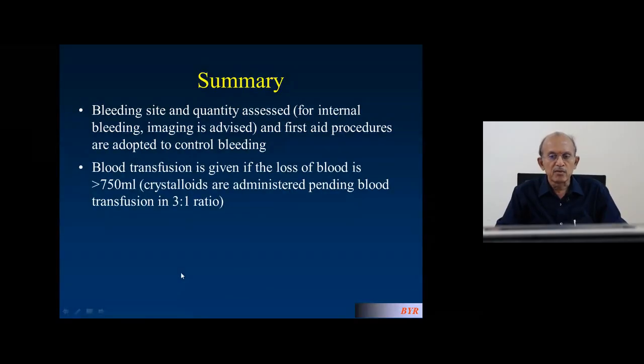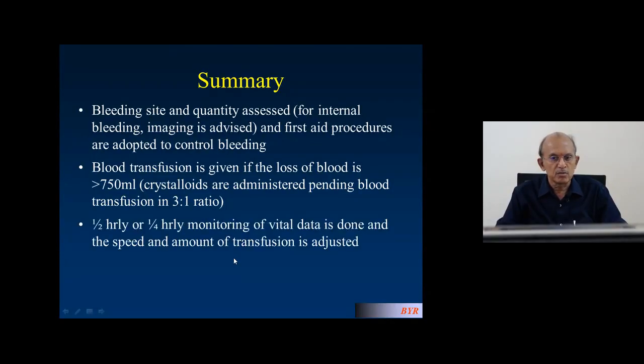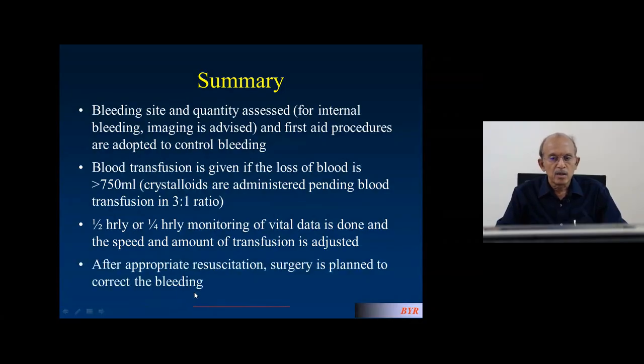Blood transfusion is given if loss of blood is more than 750 ml, or else crystalloids are administered pending blood transfusion in a 3:1 ratio. Quarter hourly or half hourly monitoring of vital data is done, and the speed and amount of transfusion is adjusted. After appropriate resuscitation, surgery is planned to correct the bleeding. I said appropriate resuscitation, not complete resuscitation. So if the patient is between 80 to 100 millimeters of mercury pressure and pulse rate is between 100 to 110 per minute, then you can operate upon the patient with anesthesia.